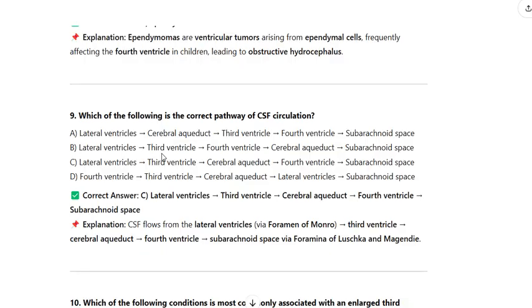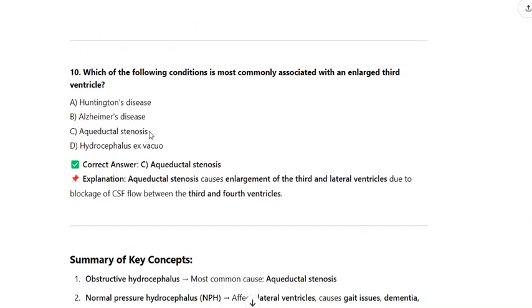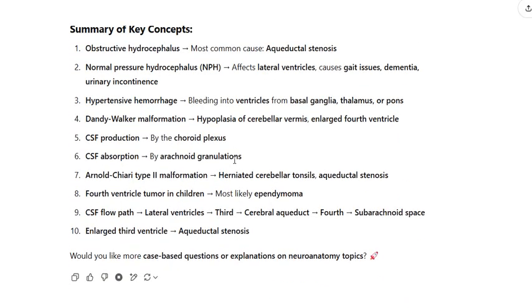10. Which of the following conditions is most commonly associated with an enlarged third ventricle? A. Huntington's disease. B. Alzheimer's disease. C. Aqueductal stenosis. D. Hydrocephalus ex vacuo. Correct answer, C. Aqueductal stenosis. Explanation. Aqueductal stenosis causes enlargement of the third and lateral ventricles due to blockage of CSF flow between the third and fourth ventricles. Summary of key concepts.